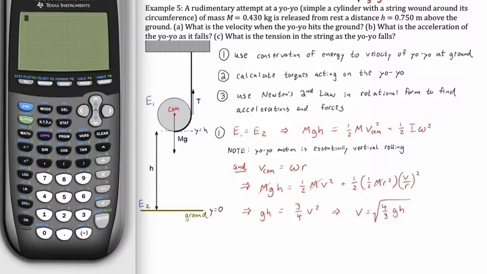Okay, so let's plug in our numbers. So we got the square root, 4/3, multiplied by 9.8, multiplied by our h, which is 0.75, 75 centimeters. 31.3 meters per second.